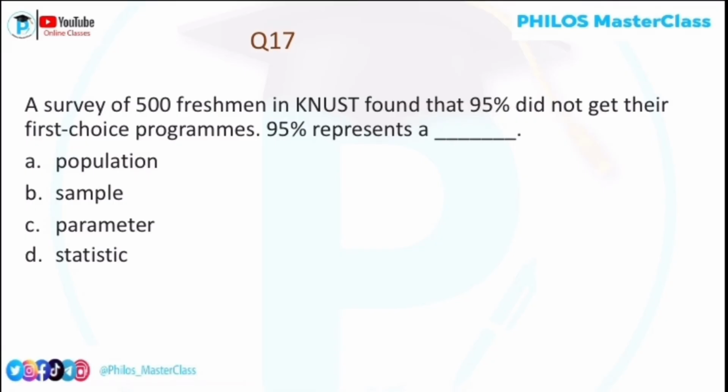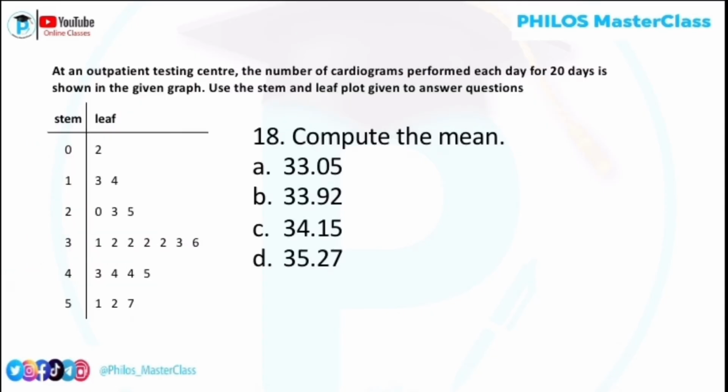If the 95% were characterizing the entire population, that one you would have said is a parameter. But in this particular case, the 95% is just characterizing or describing the sample of 500 freshmen in KNUST. So for that matter, the 95% is a statistic. So the correct answer for this is D. Okay, so let's proceed to the next question.